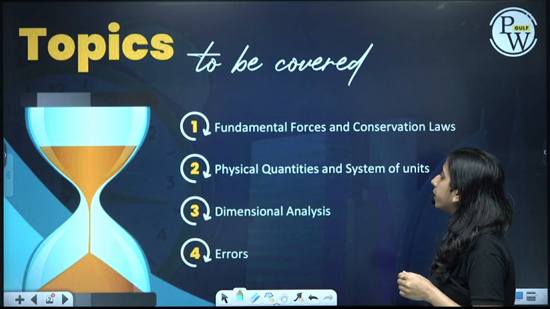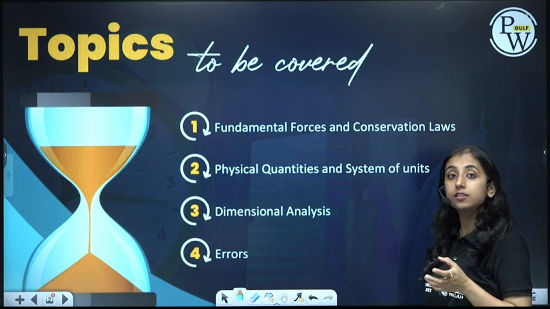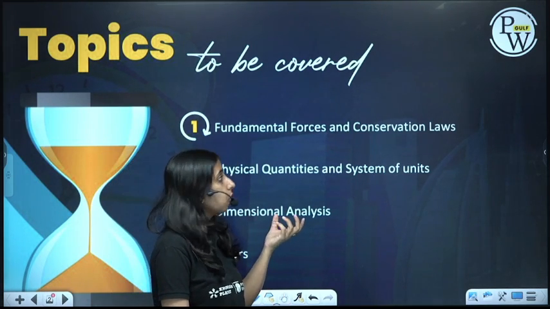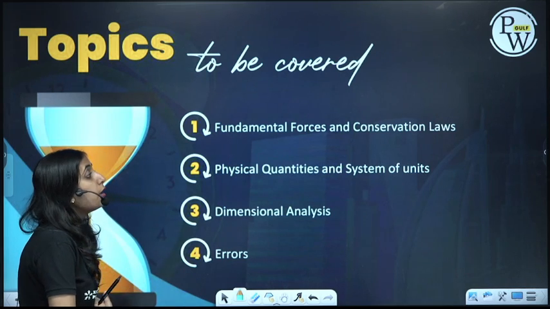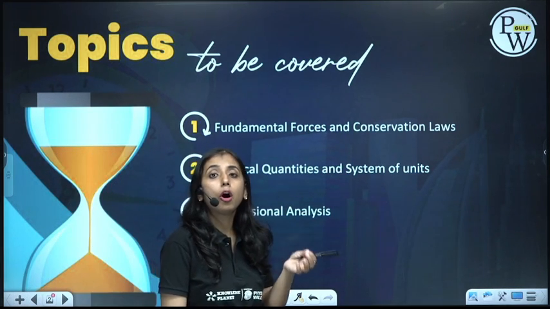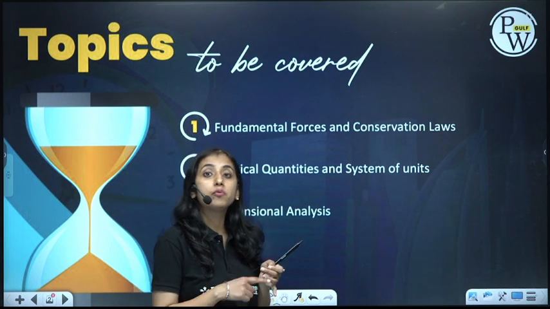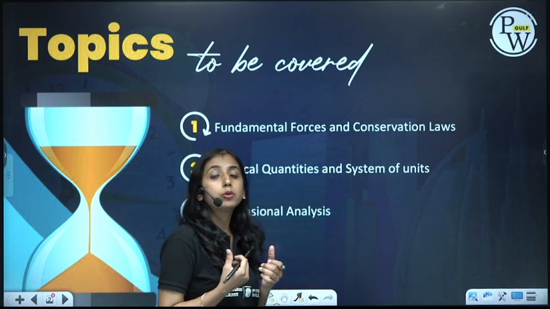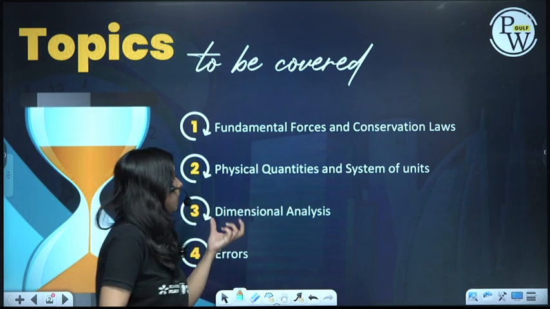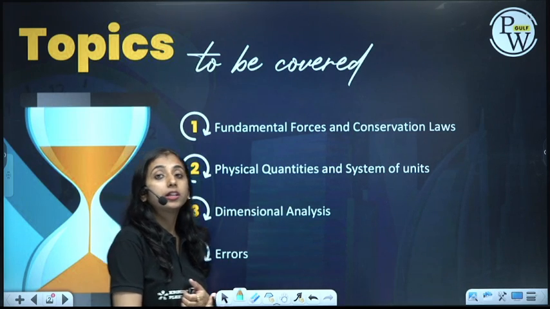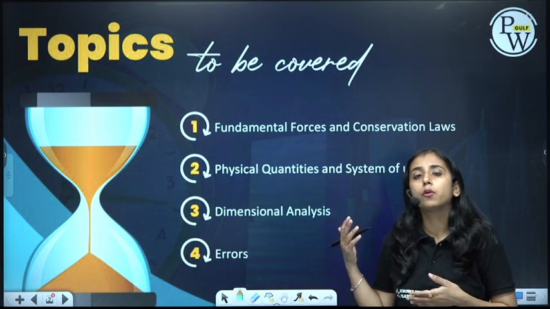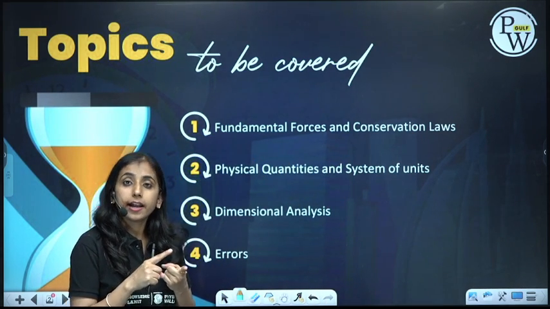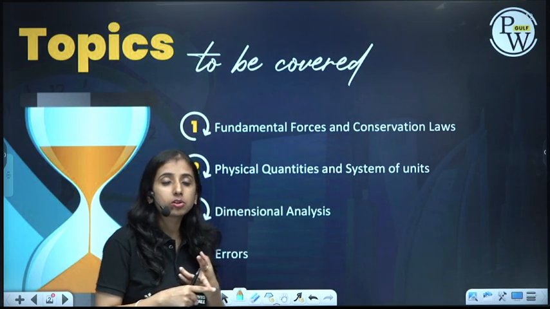So first we'll be talking about fundamental forces and the conservation laws. What basic four fundamental forces exist in nature, and the conservation laws. Then we will be dealing with physical quantities and system of units. What are physical quantities, how we measure them, in which two categories they are divided. Then we'll be talking about units, system of units we use. Then we'll do dimensional analysis. What are the dimensions of a physical quantity, principle of homogeneity, and how dimensions are helpful in checking the correctness of an equation, deriving relationships, etc.